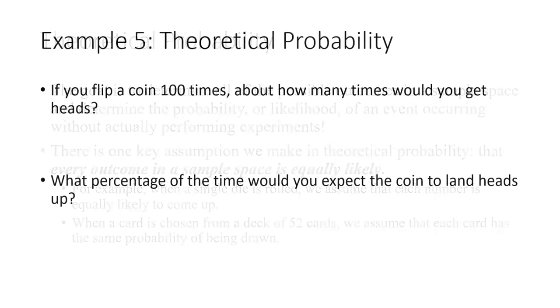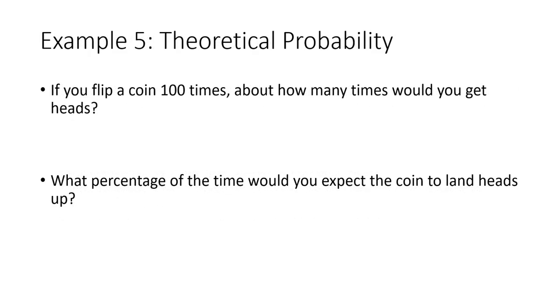So if you flip a coin 100 times, about how many times would you get heads? We know that if you flip a coin, you can either get heads or tails. Because each is equally likely, that's our assumption, then we know we're going to get about 50 heads and about 50 tails. So what percentage of the time would you expect the coin to land heads up? If we expect to get 50 out of our 100 flips, then this would be about 0.5 or about 50%. So about 50% of the time, we'd expect to get heads. About 50% of the time, we'd expect to get tails.